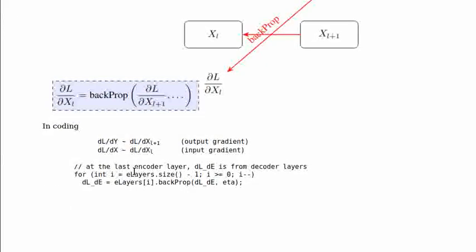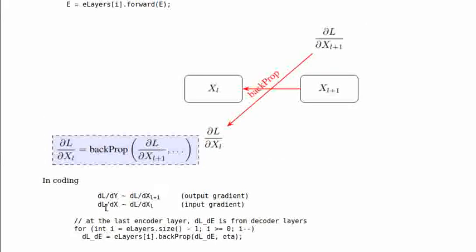In our notation, x often denotes input and y denotes output in the forward pass. In the backward pass, this is reversed. dl/dy, the output gradient, is dl/dxl plus 1 and is the input. It produces the input gradient dl/dx equal to dl/dxl, which becomes the output of the current layer or the input to the layer below.